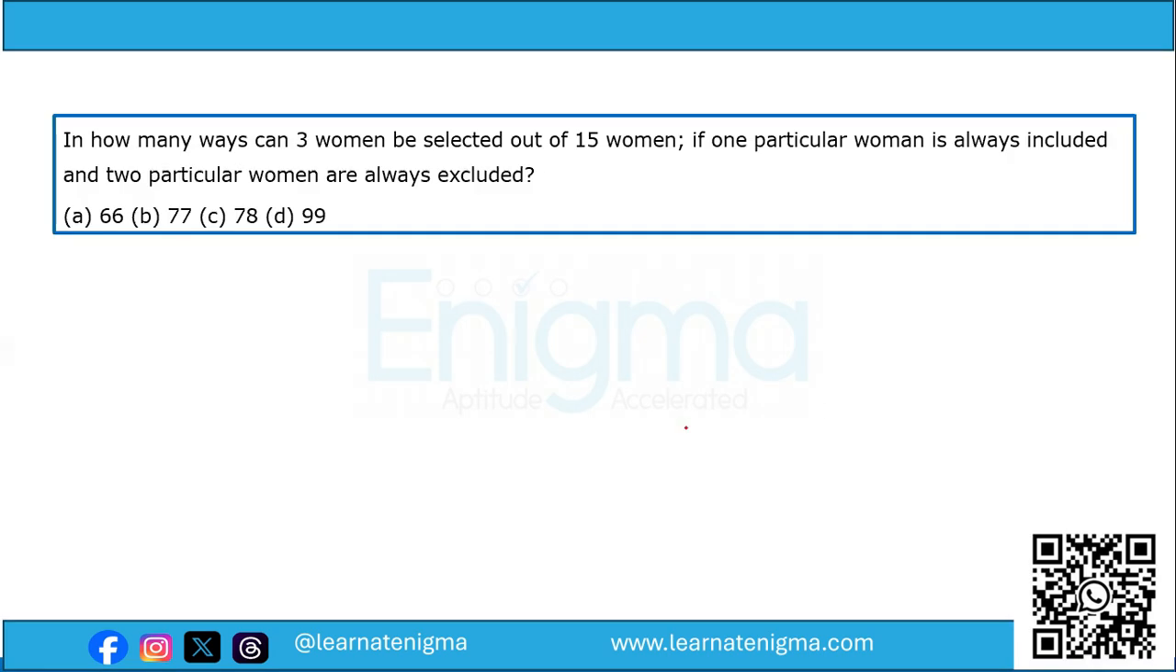In how many ways can 3 women be selected out of 15 women if one particular woman is always included and two particular women are always excluded? Now, total 15 women are there. Out of that, one is always included, so one is always taken. There are two particular women who are always excluded.